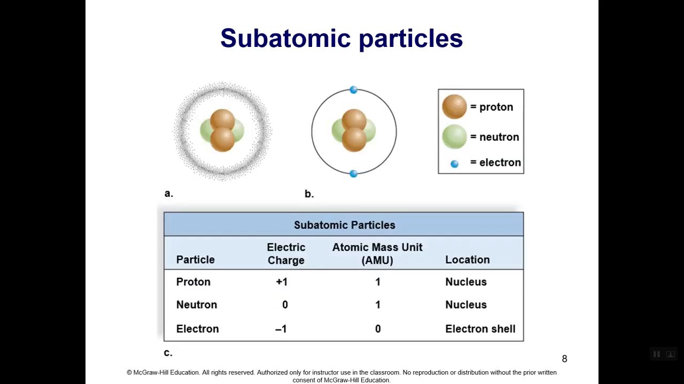All right, so some additional things you need to know about these subatomic particles are their mass and their charge. So we talked about their location already. Protons and neutrons in the nucleus. The electron shell houses the electrons on the outside. You need to also know their charge and their mass. Protons are positively charged.